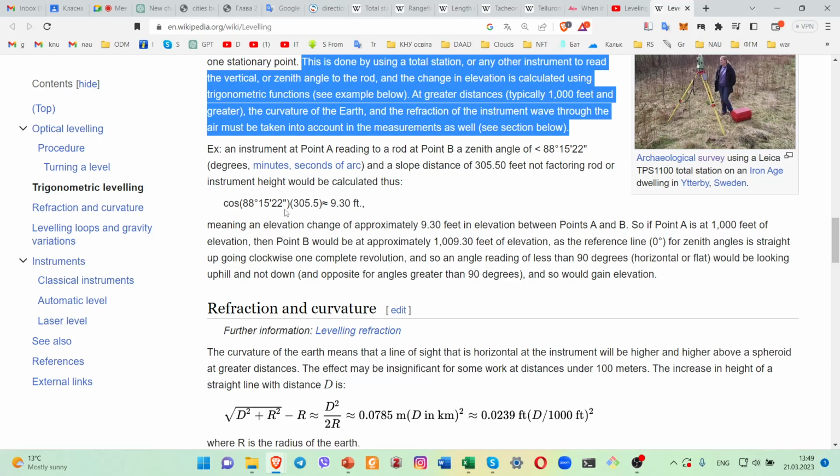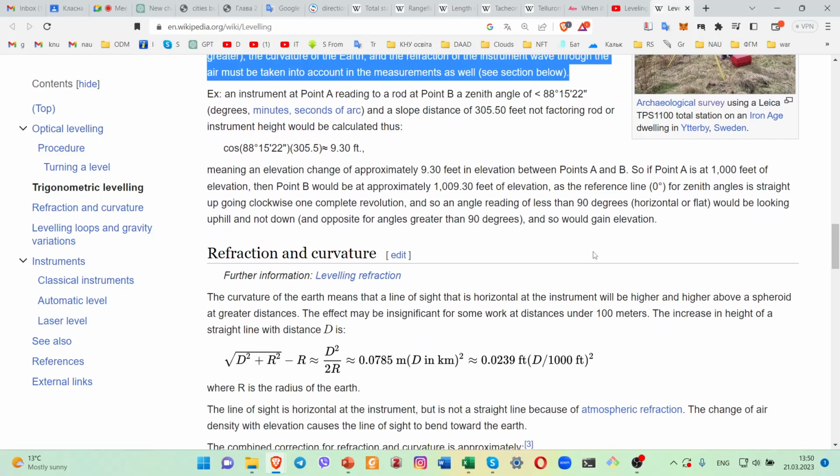And here you can see the calculations. The elevation difference is about 9.30 feet. Measuring an elevation change of approximately 9.30 feet in elevation between points A and B.